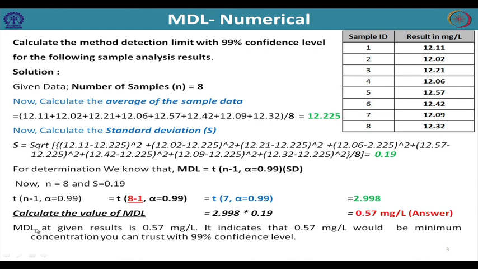What this represents is that 0.57 milligram per liter is the minimum concentration you can trust with 99% confidence limit. In the examination, the values will be given. So we have to take the utmost care in determining the average, determining the standard deviation, and while checking the degree of freedom, it should be the number of samples minus 1.